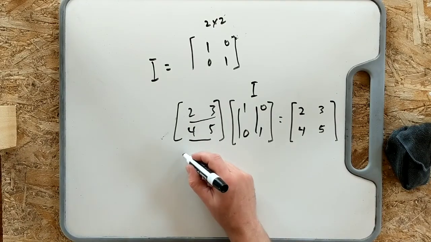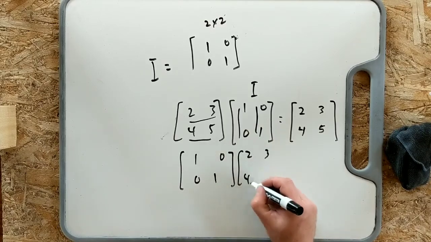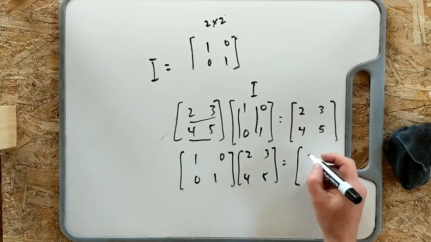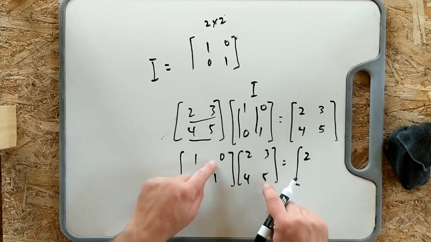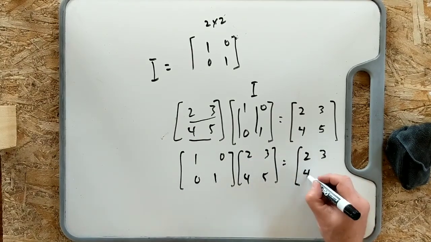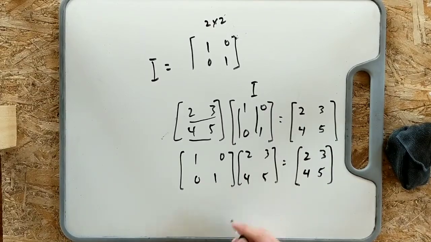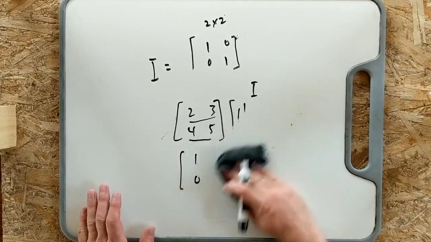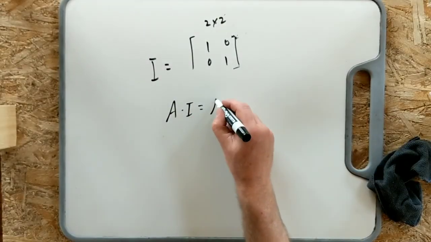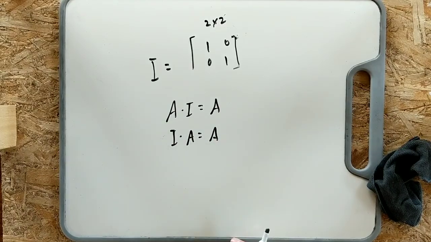Also, if I multiply I times the matrix, the same thing will happen. 1 times 2 plus 0 times 4 is 2, 1 times 3 plus 0 times 5 is 3, 0 times 2 plus 1 times 4 is 4, 0 times 3 plus 1 times 5 is 5. Again, so what does an identity matrix mean? It means that A times I will give you A, and I times A will also give you A. It's the equivalent of 1.